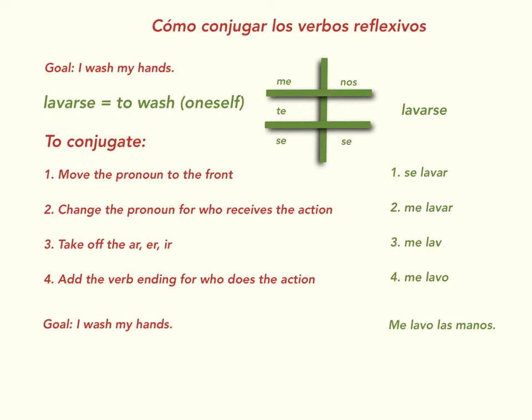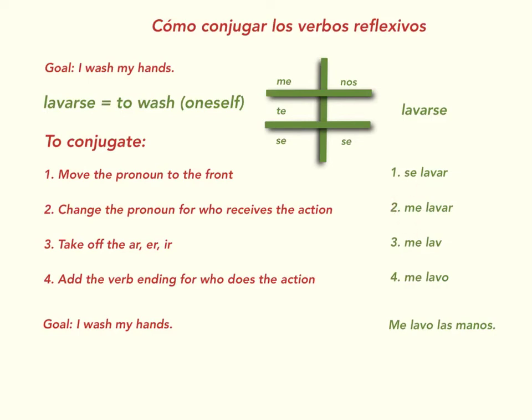Here's our verb lavarse. And then we want to make this little change here to show that I am doing the action to myself. So, step number 1, move the pronoun to the front. So we have lavarse, we move it to the front. We take the se, and now it is in front of lavar. Step 2, change the pronoun for who receives the action. I am washing myself, so I would use the me. So notice the se now changes to me.